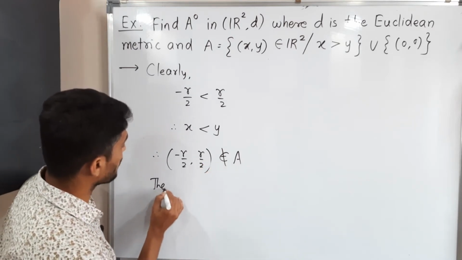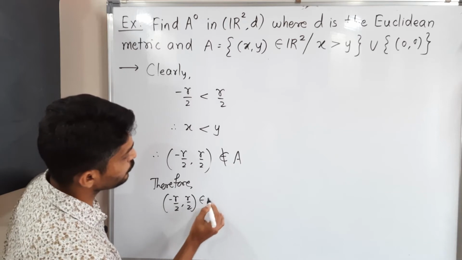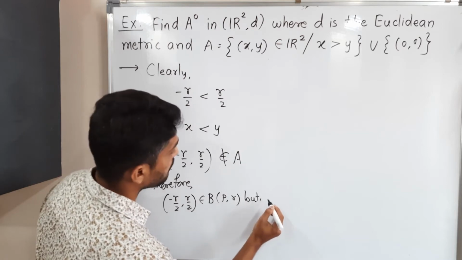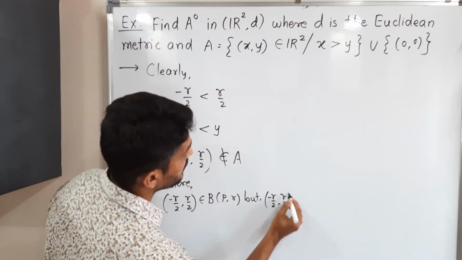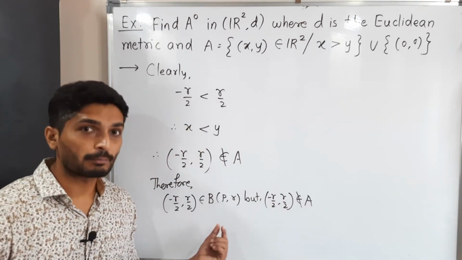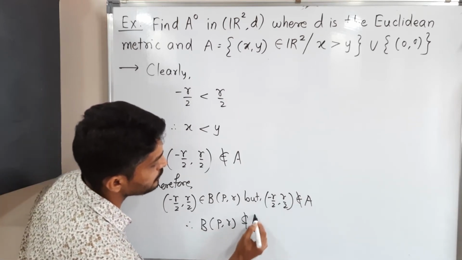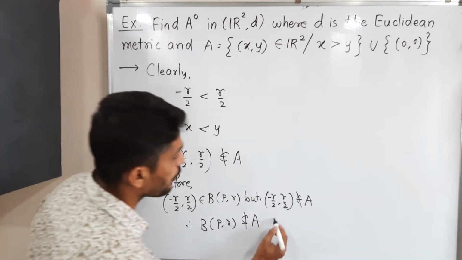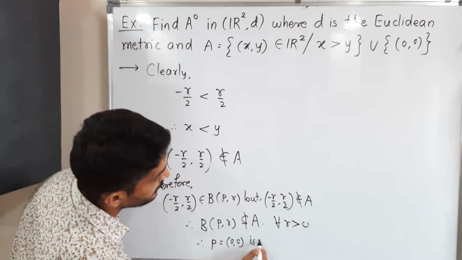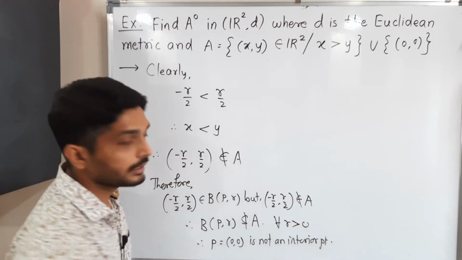So therefore this point (-r/2, r/2) belongs to the open ball with center P and radius r, but that point does not belong to A. So we get a point from this open ball which is not in A. So therefore clearly the open ball with center P and radius r is not a subset of A, and this is true for all r. So therefore P, our point (0, 0), is not an interior point.